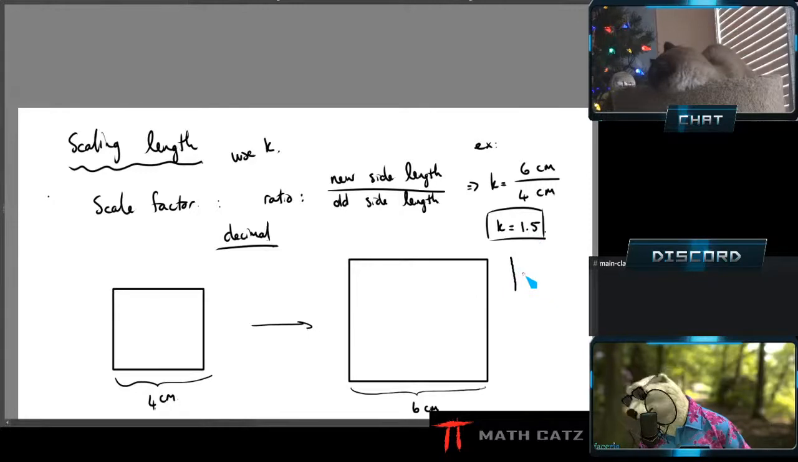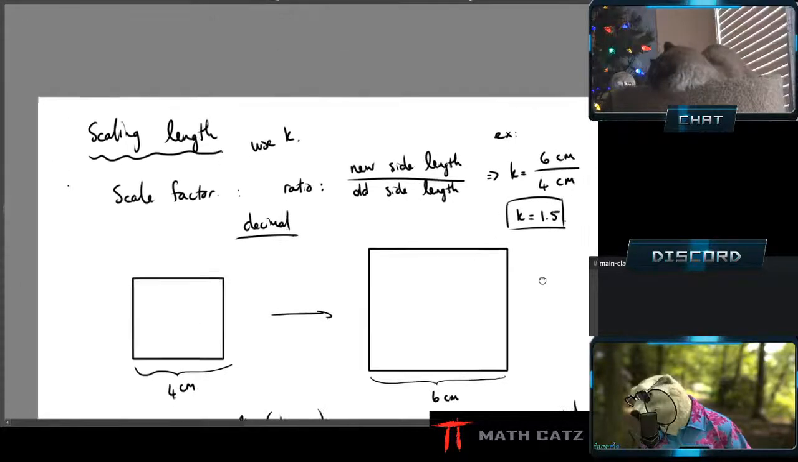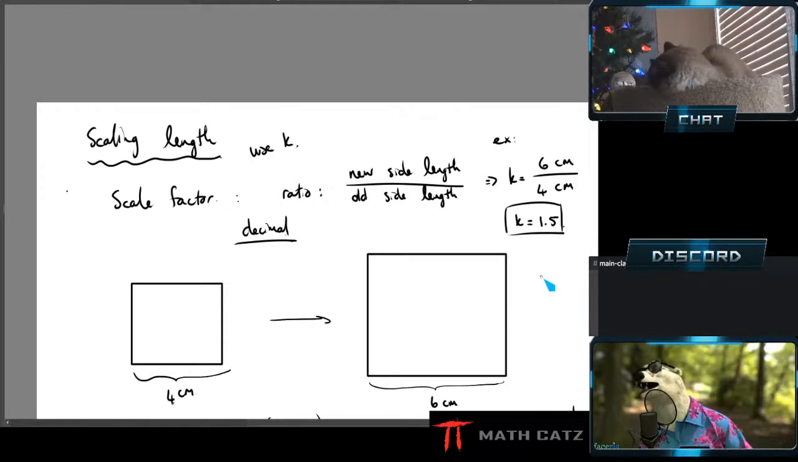I'll show that in a second. The factor, it's all going to be multiplication. I'm scaling it. It's a multiplicative action that I'm doing, this transformation of scaling by changing the side length. The factor is a ratio of the new side length to the old side length. New side length is 6 centimeters. Old side length, original, is 4 centimeters. The factor that is involved is 1.5. The side lengths of the square are all changed by a factor of 1.5.